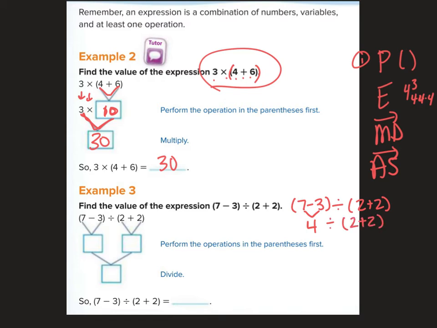Okay. Next parentheses I'm going to do is 2 plus 2. Also, 4. Bring everything down. 4 divided by 4 is 1. So our answer to this big problem is just 1.